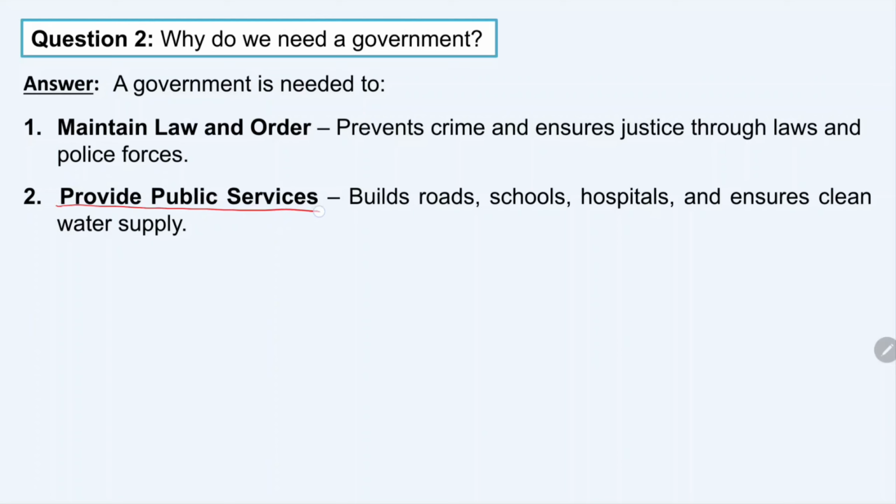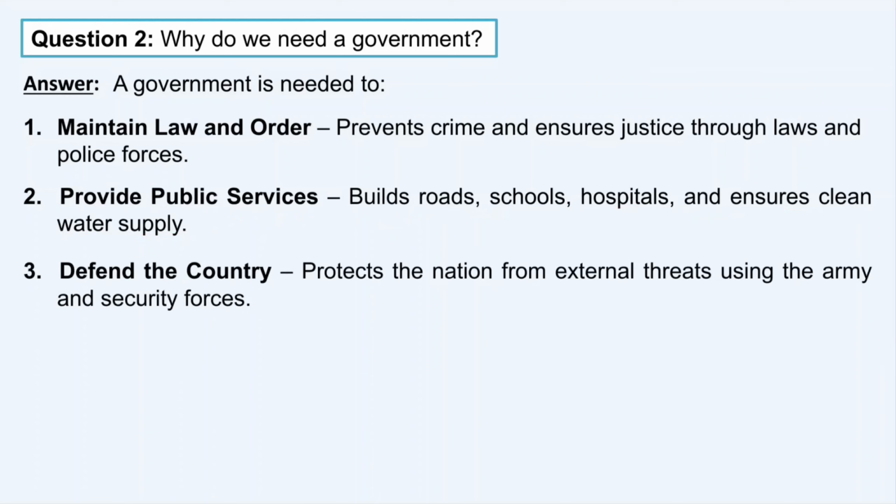Next we have providing public services, that is, building roads, schools, hospitals and ensuring clean water supply. These are some of the things the government is needed to do. At the local level, the local government will be doing it, at the state level, the state government, and at the national level, the national government, whatever comes under their area.